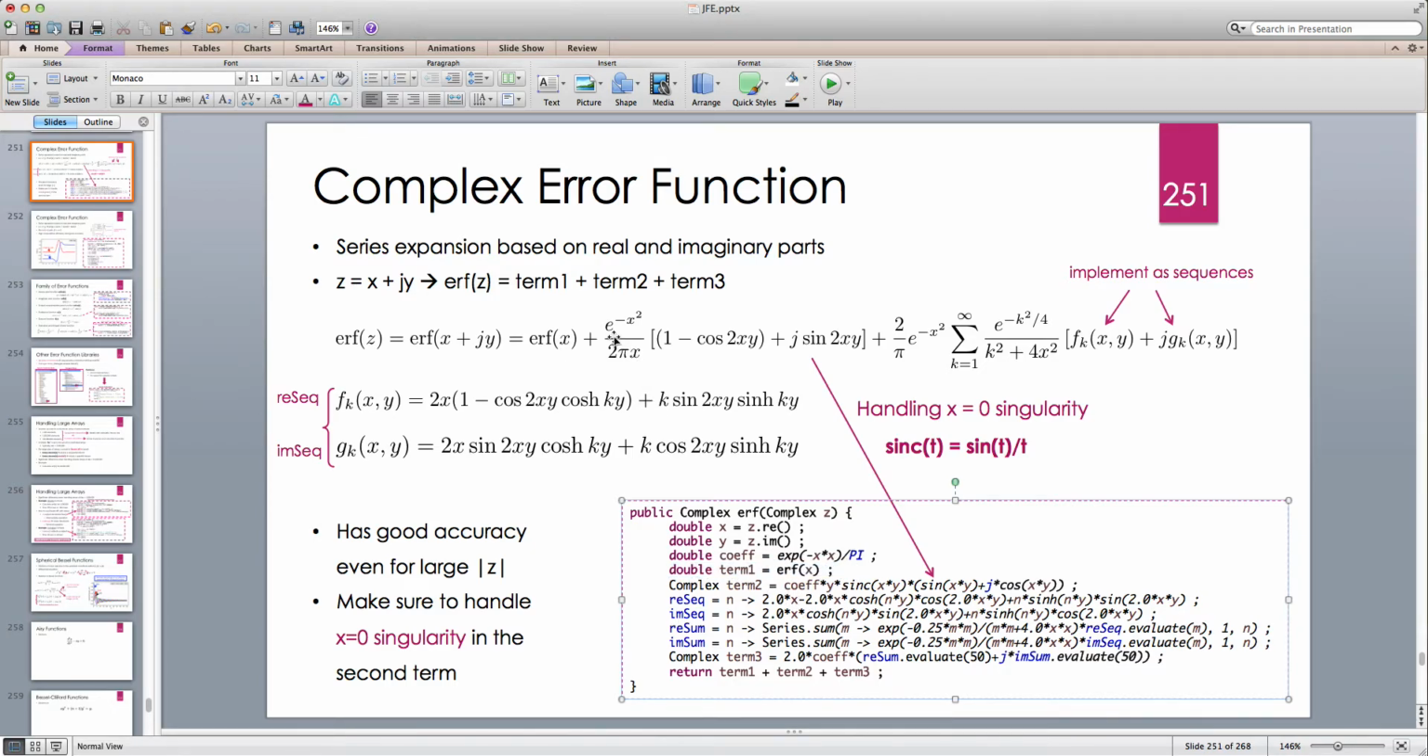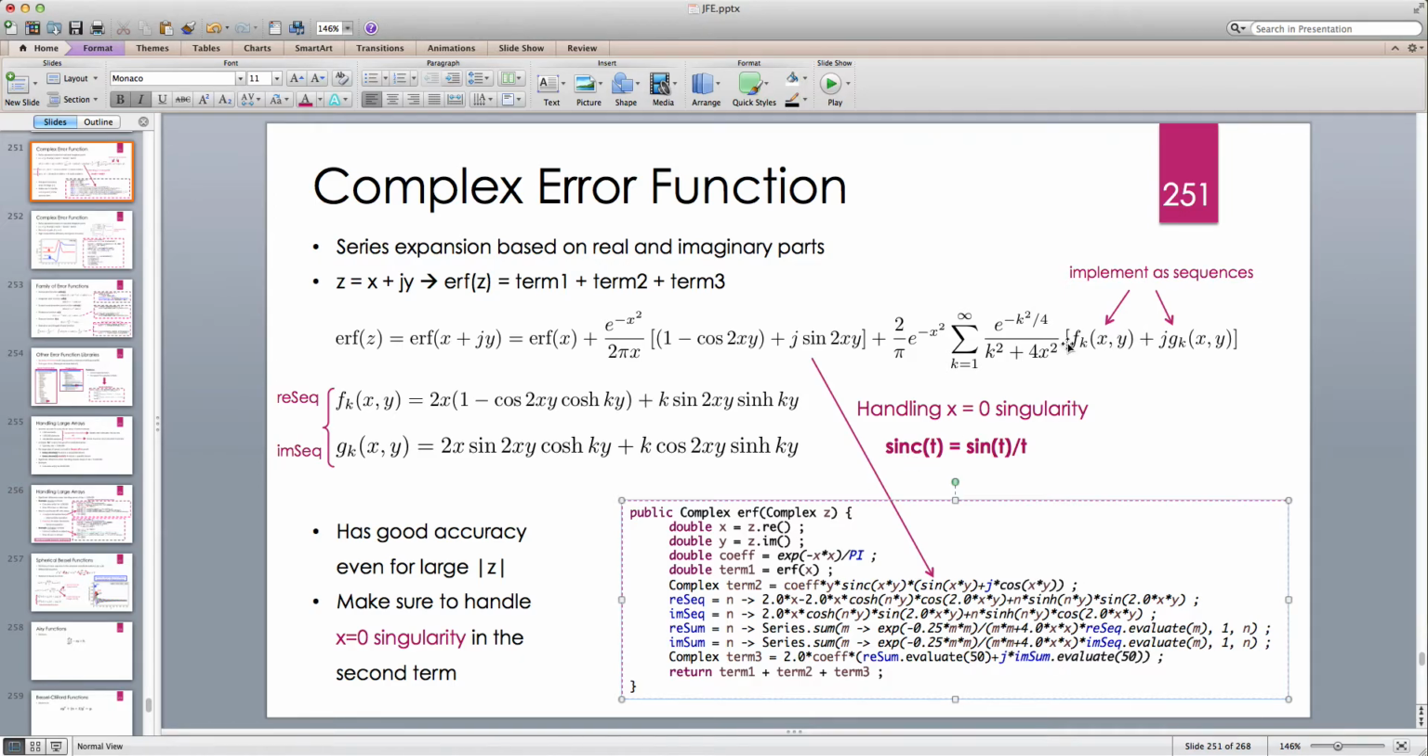Complex term 2 is coef, e to the minus x squared over pi, times y times sinc of xy. So y times sinc of xy is just sine of xy over x, which I said we can factor out using the trigonometric identities. And then sine of xy plus j cosine of xy. All right.